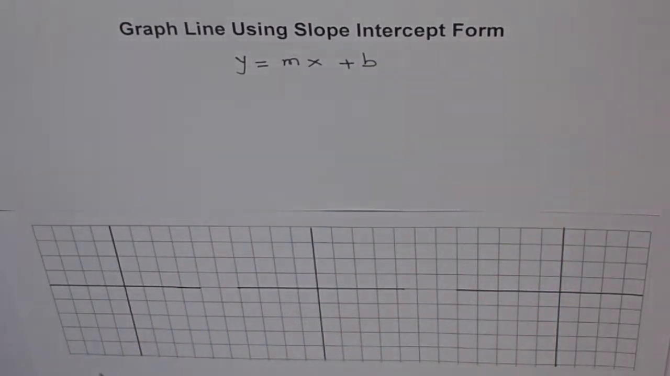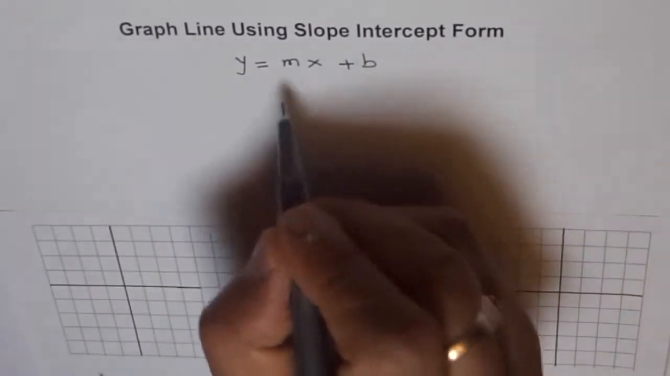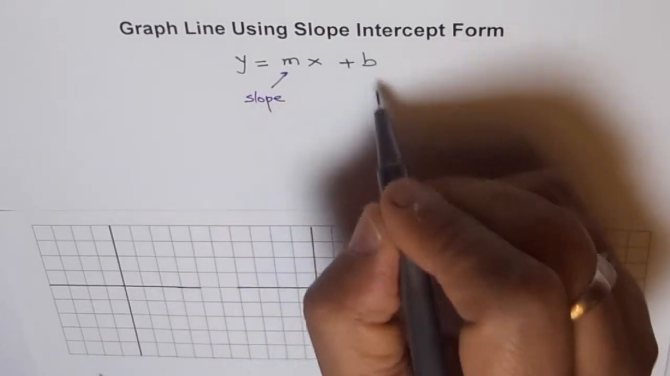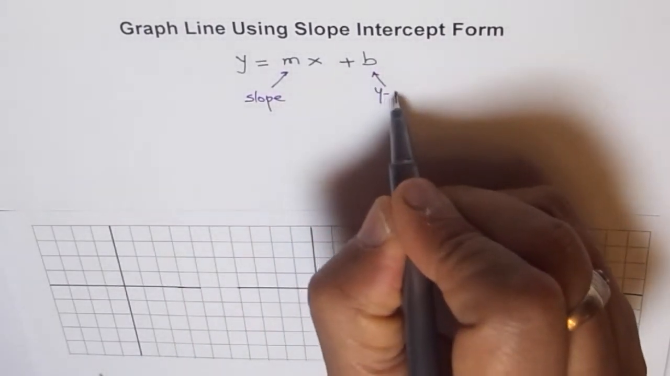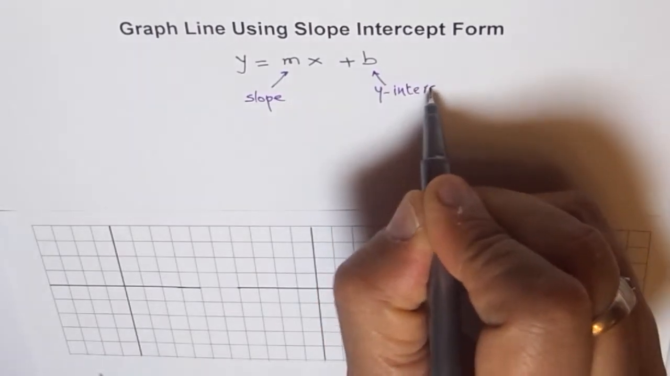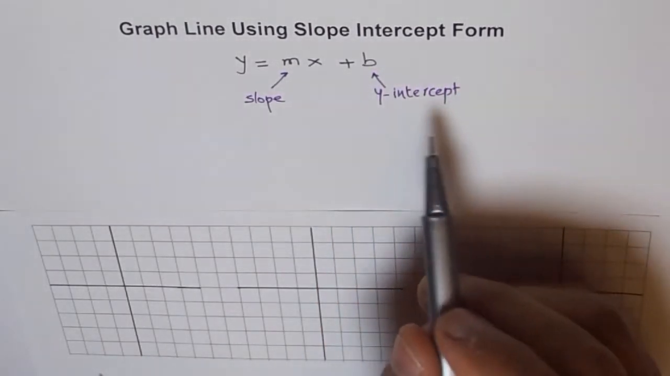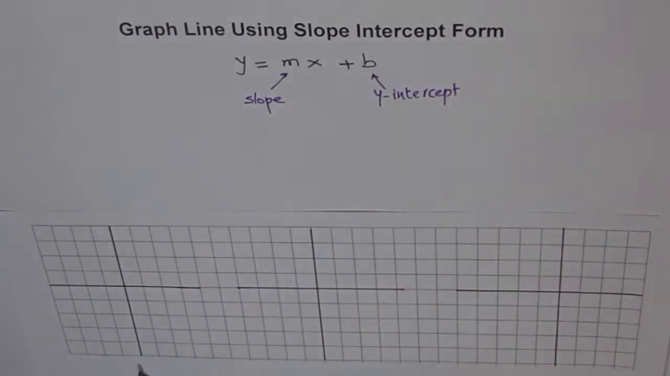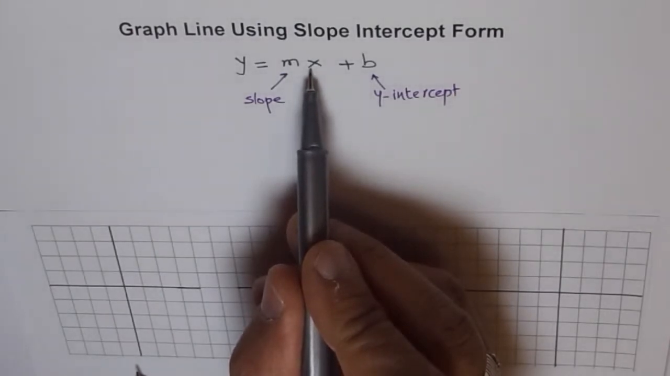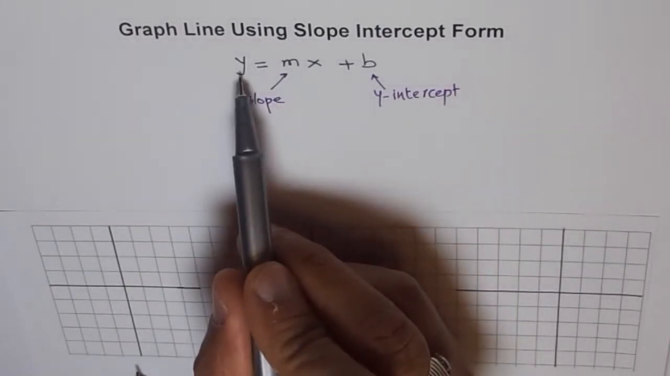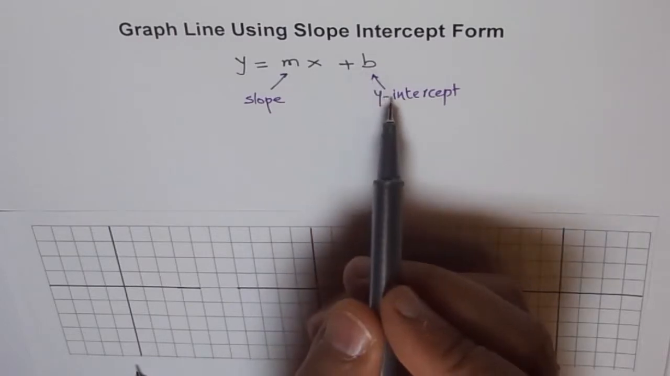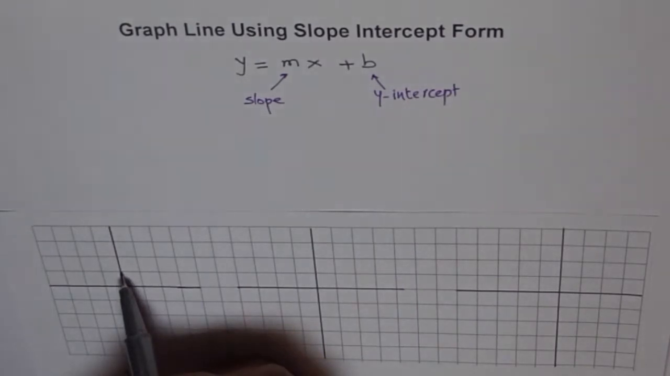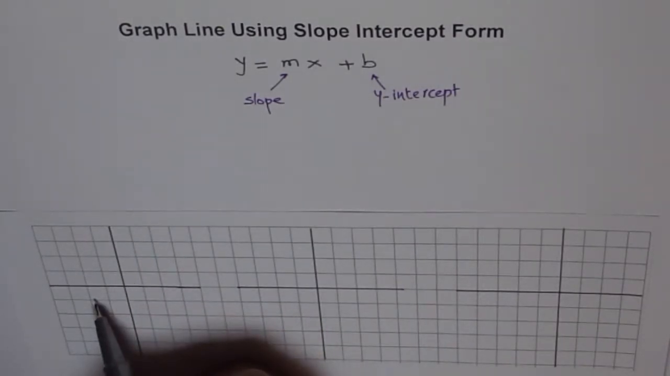Why? Because in this equation, m is the slope and b is the y-intercept. Okay. Why is b the y-intercept? Because let us say we put x equals 0. If x equals 0, then what is the value of y? Y is b. So the y-intercept is a point on a graph where the line crosses the y-axis, correct?